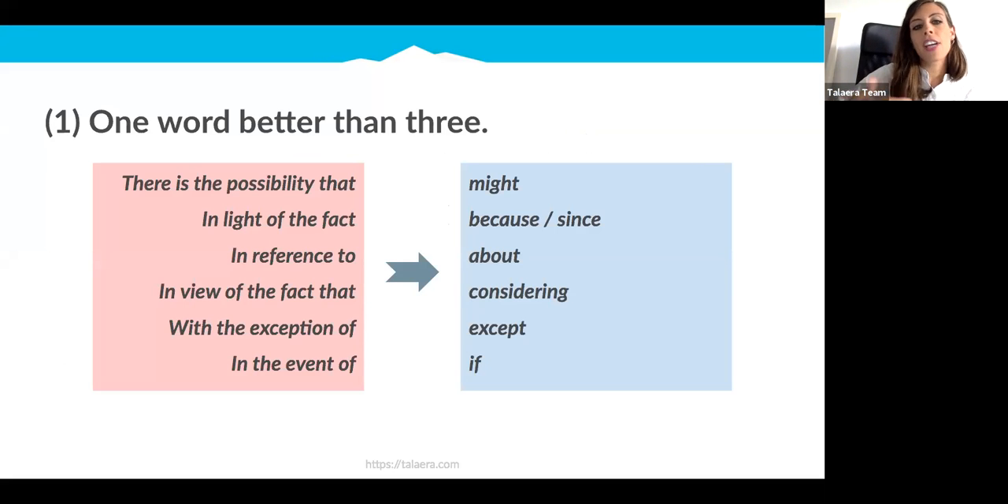So instead of "there is the possibility that," you can just say "might." Or "in light of the fact that," you can just say "because" or "since," and it has the same meaning. "In reference to" is the same as "about." "In view of the fact that" is just "considering," "with the exception of" is "except," and "in the event of" is just "if." If you use them sometimes, the ones on the left in red, it's not wrong, but they're just going to make the whole thing much longer without adding any new information.